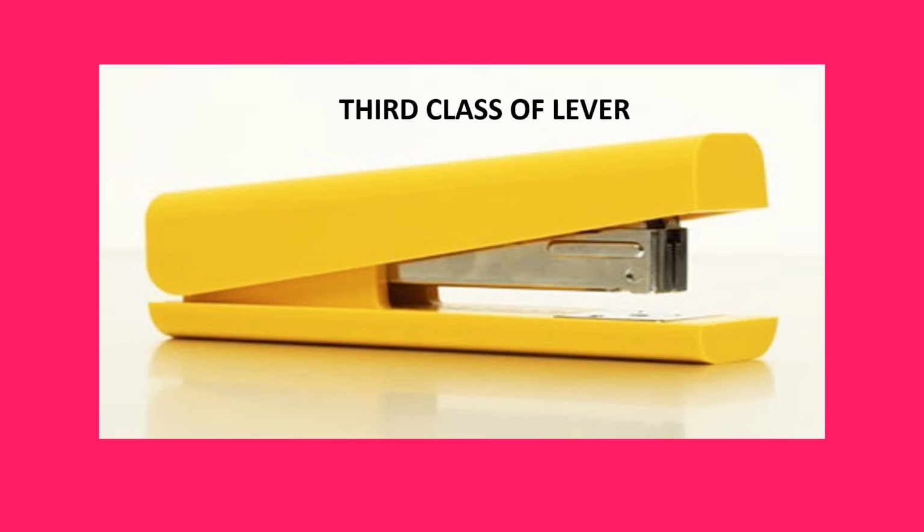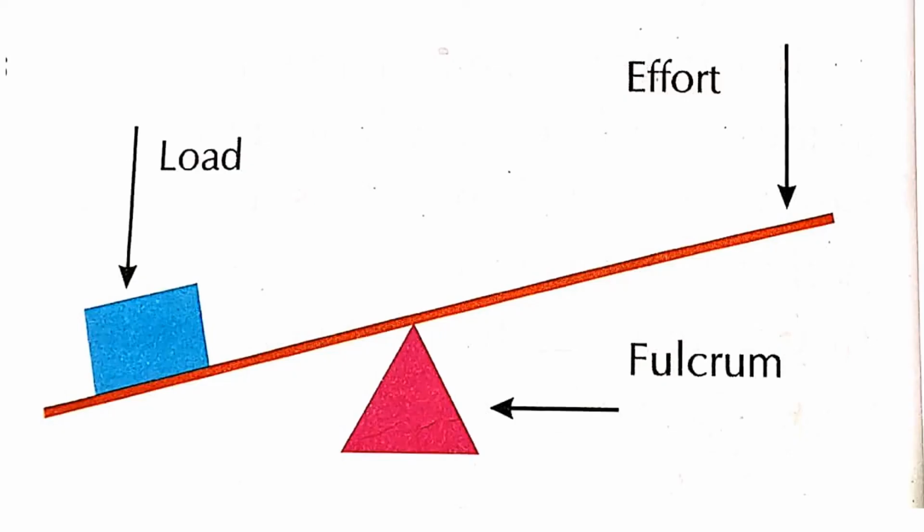Next is third class of lever. With third class levers, the effort is between the load and the fulcrum. For example, in barbecue tongs. Other examples of third class levers are a broom, a fishing rod, etc.